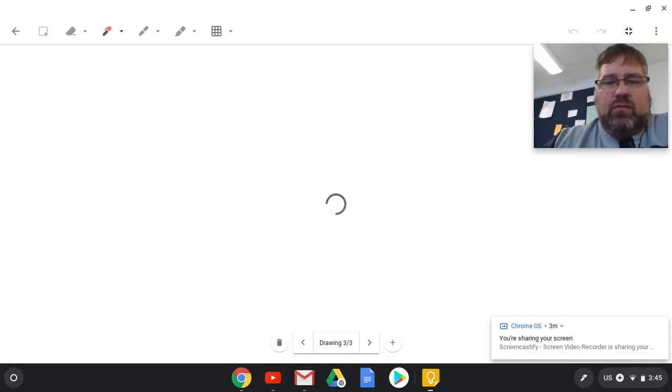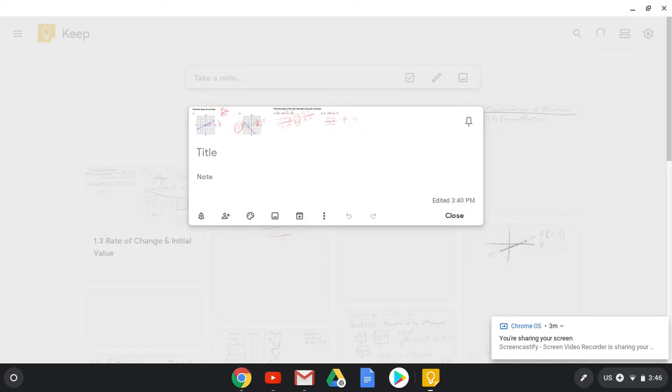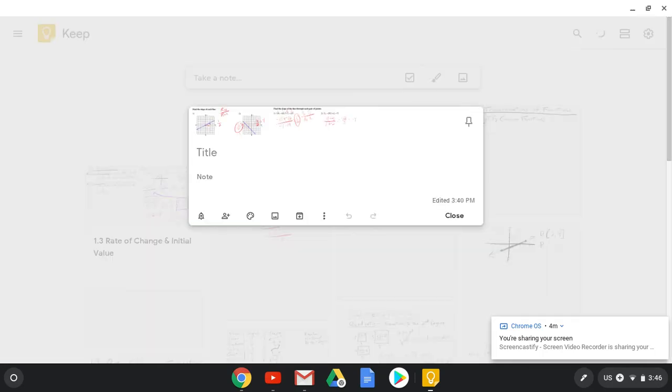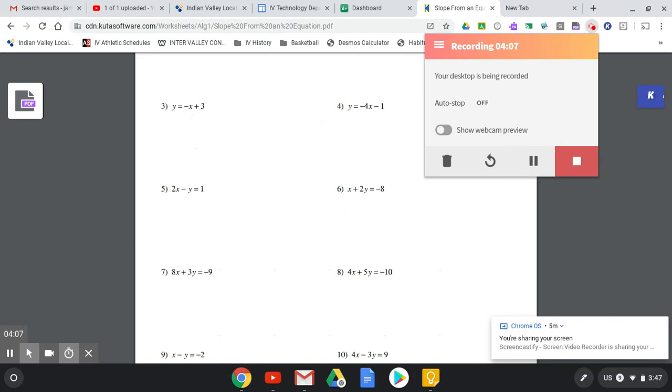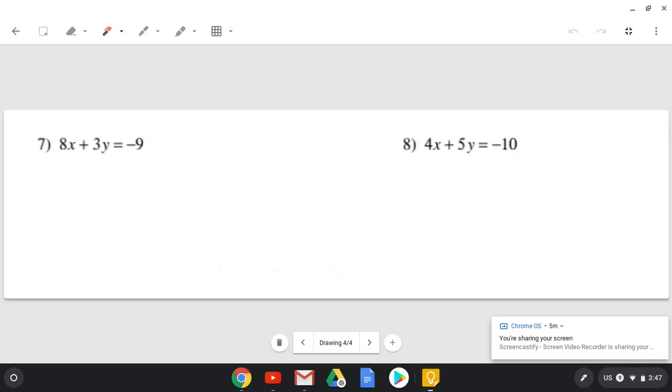Look, my computer's thinking. So let's see if my computer can stop thinking for just a second. It's still thinking. Let me pause for a second here. There we go. I got it figured out now.